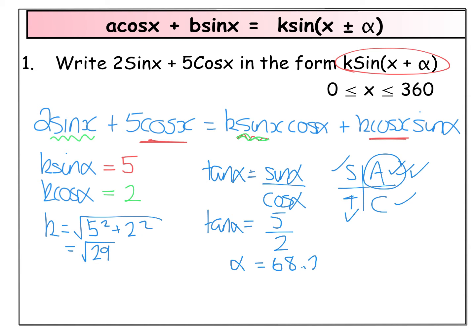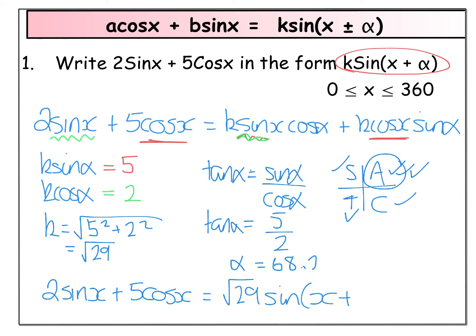So the last bit is to write your question back out. 2 sine x plus 5 cos x can be written as root 29 sine (x plus 68.2 degrees). Okay, so that's one with the sine expansion with a plus in the bracket.